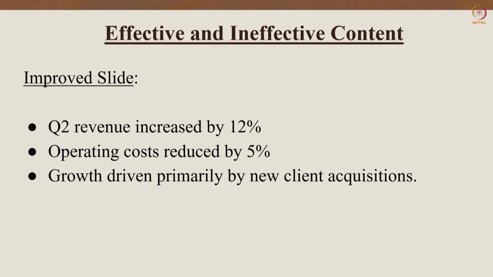So an improved slide would be in bullet points, where all the information that the slide I just showed you provided should be given in bullet points or in number form. So they can talk about the increase in the Q2 revenue, the second quarter review, the reduction of operational costs, and growth driven primarily by new client acquisition. That is one of the key highlights of that passage. So you focus on those subheadings and then give numbers, bullet points, etc.